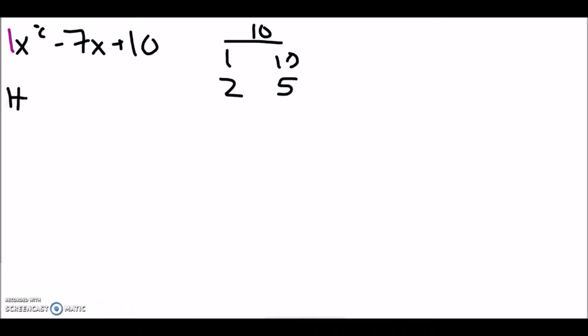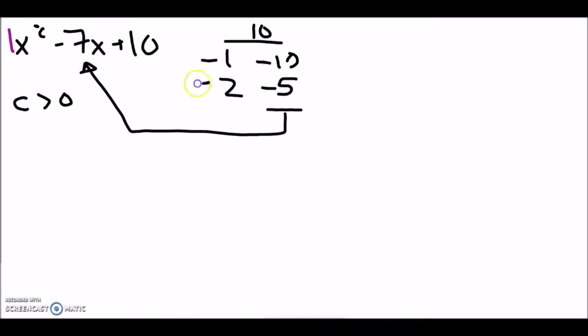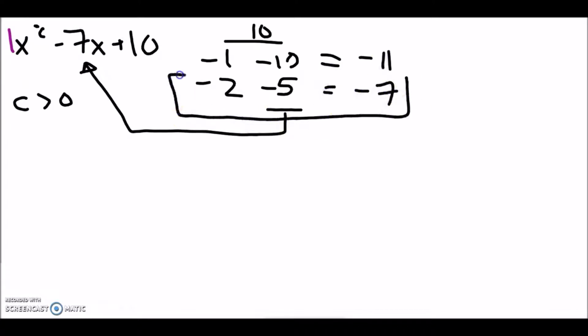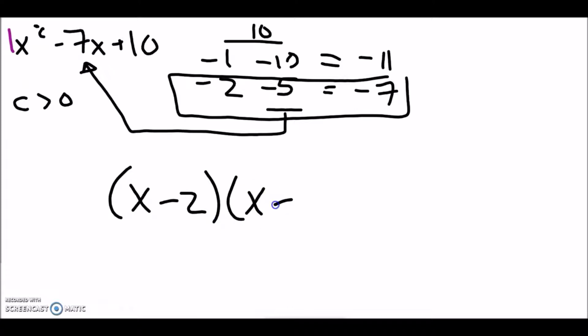Let me change that and write it as C is greater than 0. So that must mean my column signs are the same. Get the sign for the right column from right there. And if the columns have the same sign, then they're both negative. Add the rows: negative 11, negative 7. That's the row I need. x minus 2, x minus 5.